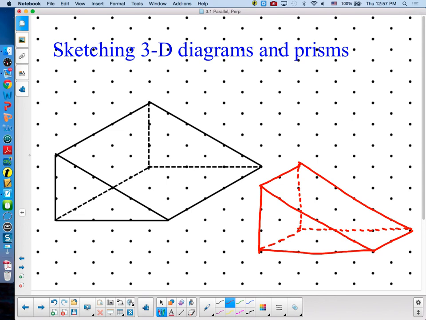Alright, so there's a little prism drawing. And then let's just do a little bit of slope to finish up today. Calculating slope.